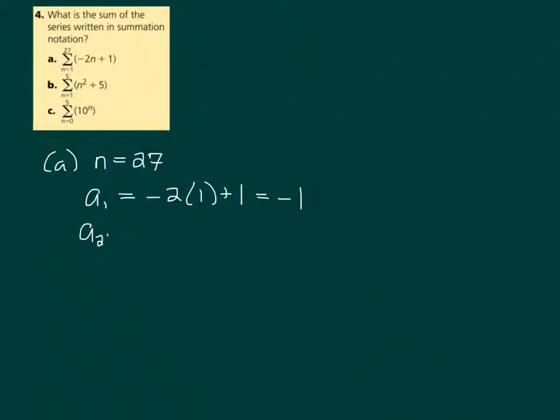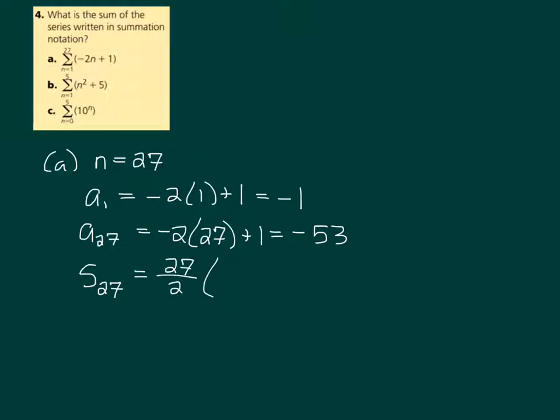What is the 27th term? You plug in 27 for n, which is what, negative 53? Yeah. Negative 53. And then you use our formula. The sum of the first 27 terms is 27 over 2 times the first term plus the last term, which is what? Negative 729.